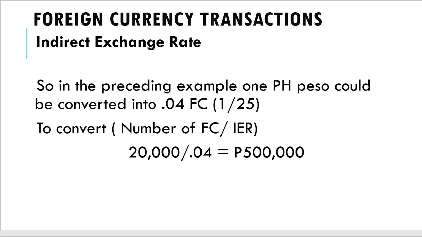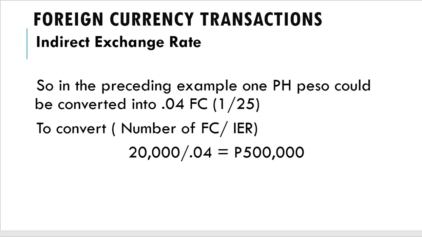So, yung example kanina na yung direct exchange rate na one foreign currency is equal to 25 pesos. Okay, so meaning to say it would cost us 25 pesos to purchase one foreign currency. Pwede natin siya i-convert to an indirect exchange rate.